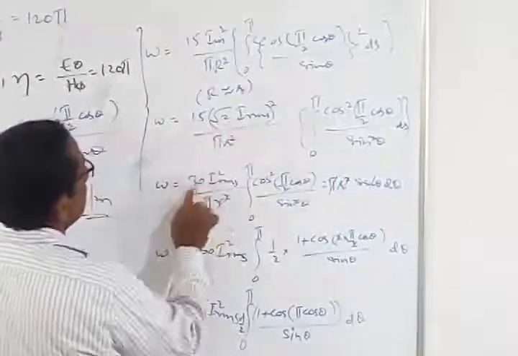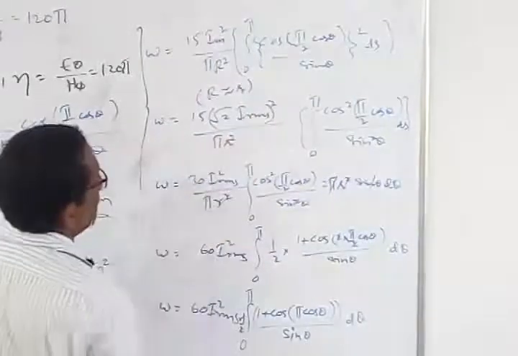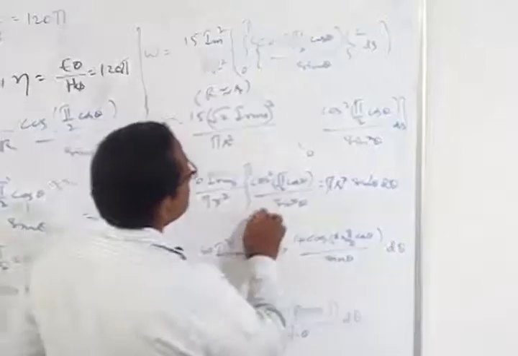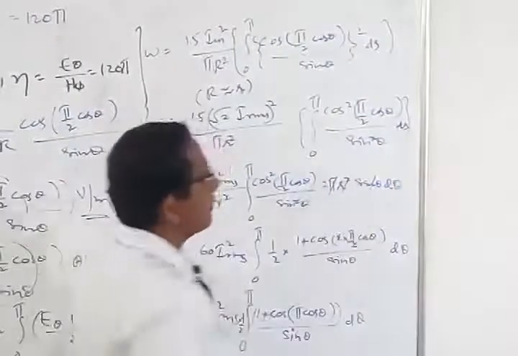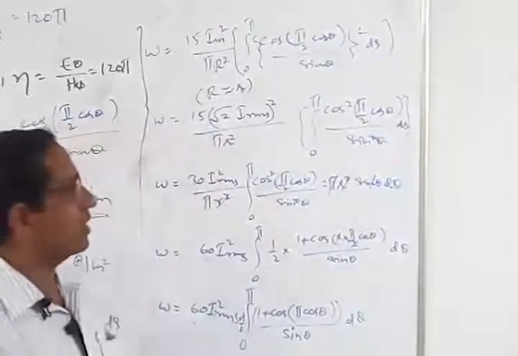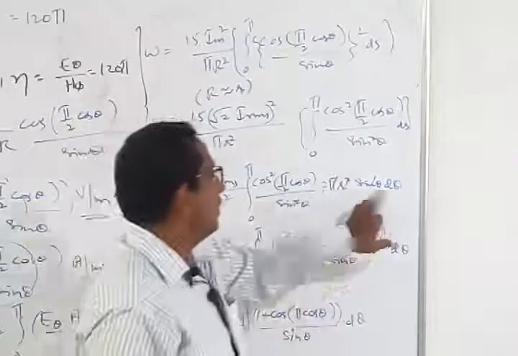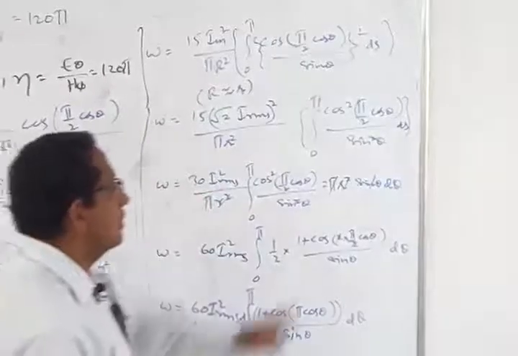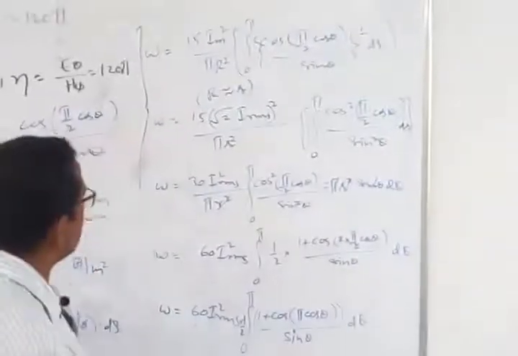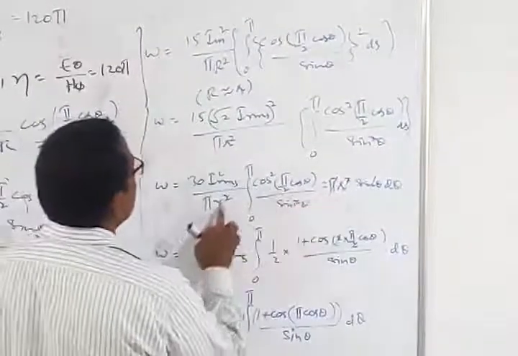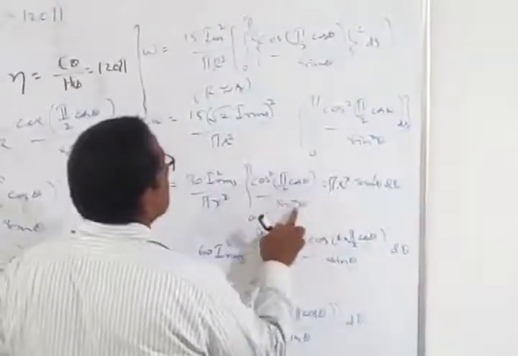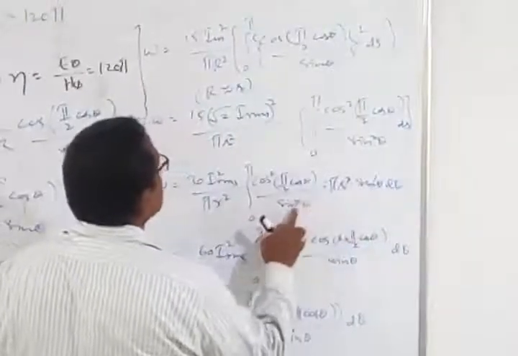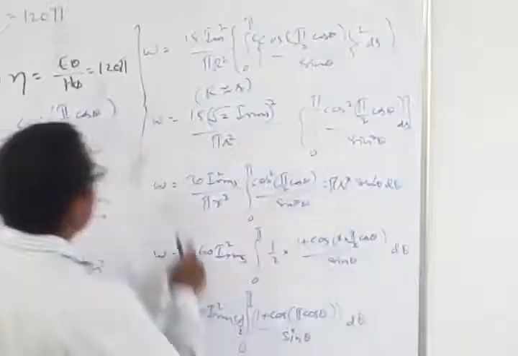So 2 into 15, 30 IRMS square by pi r square into, what is this ds? Differential surface area for a spherical coordinate system. So we can write this as 2 pi r square sin theta d theta. Right. Now when I substitute this, what will happen? This pi and pi will get cancelled, r square will get cancelled. This is sin theta, sin square theta, 1 sin theta will get cancelled.